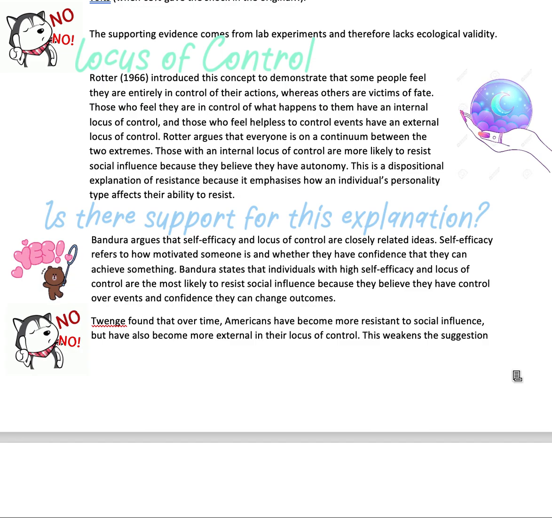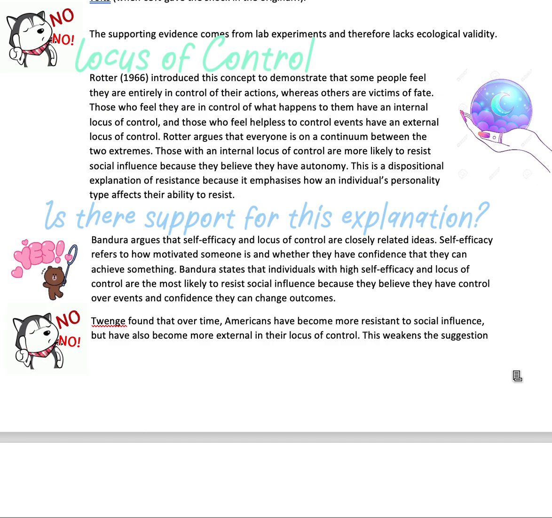Someone who has an external locus of control is likely to follow the orders of an authority figure because they happily put their fate in the hands of others and are influenced by events outside of their control. So, aka the orders of an authority figure, what the rest of the group are doing.